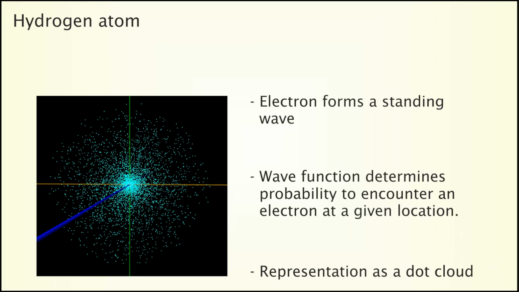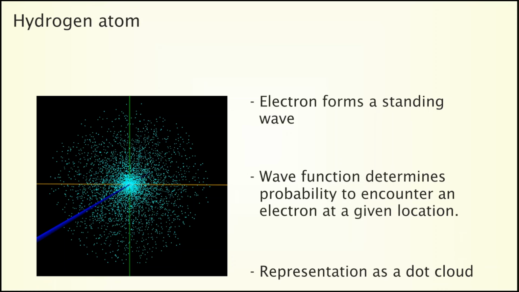And we can represent this probability by this dot cloud as I have done here. So the denser the dot cloud, the higher is the probability to find this electron. This is not a cloud of 6,000 electrons here. These are 6,000 elements. And by the way, the electron is much smaller than a single dot of this cloud.